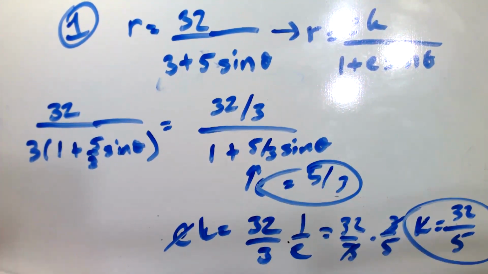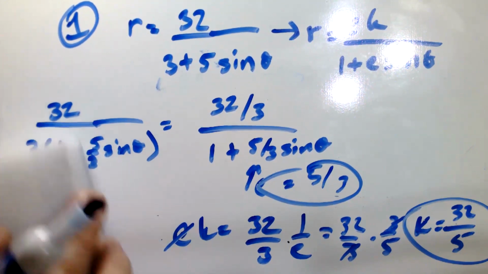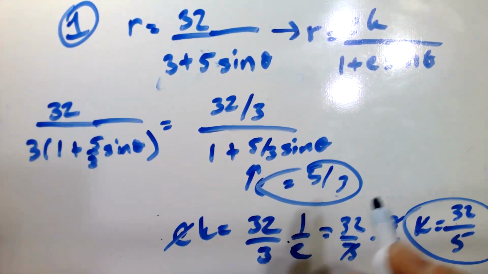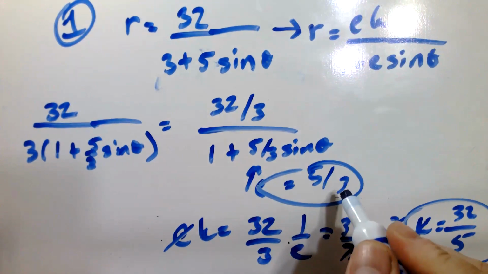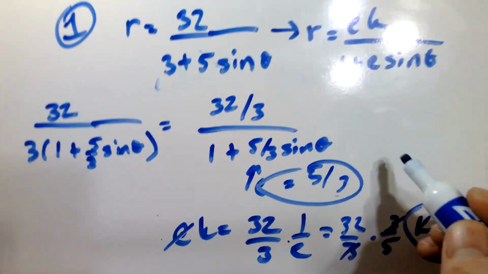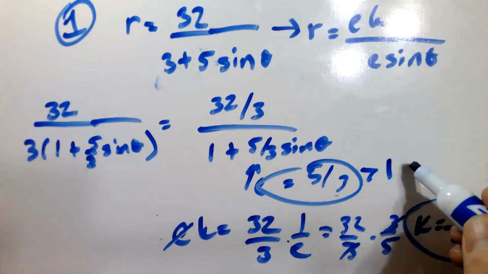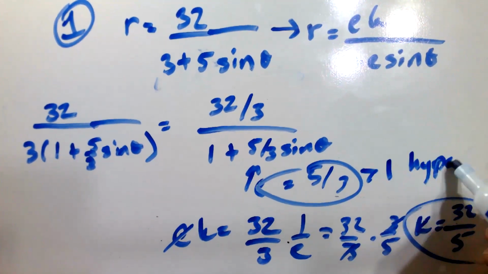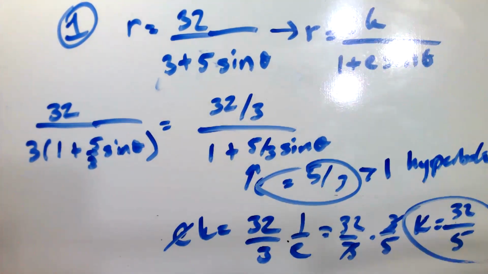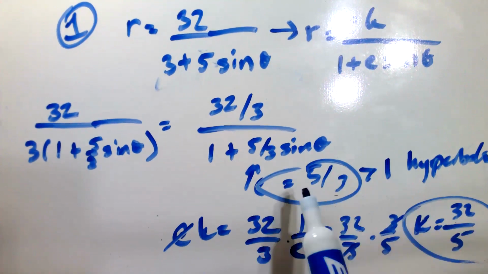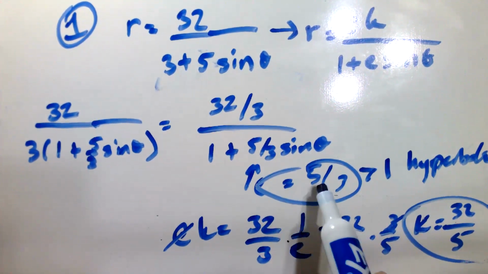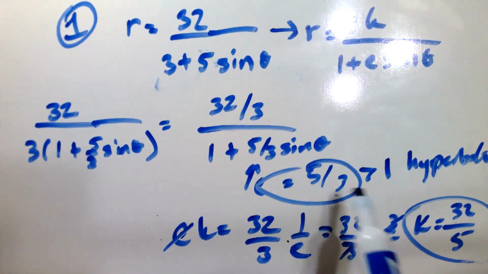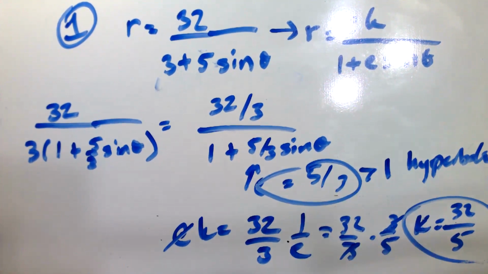Okay. So let's go ahead and figure out what this means. Well, since e is 5/3, e is greater than 1, which means this is a hyperbola. Okay, so if e is between 0 and 1, then it's an ellipse. If it's equal to 1, it's a parabola. And if it's greater than 1, it's a hyperbola. So this is definitely a hyperbola.